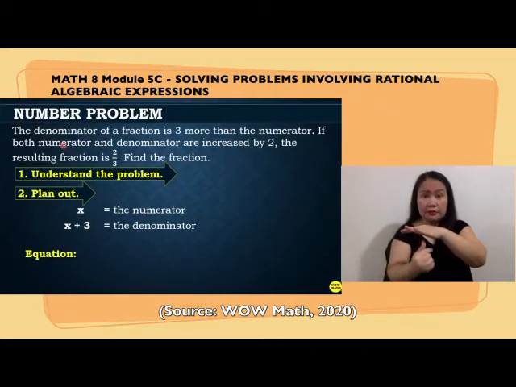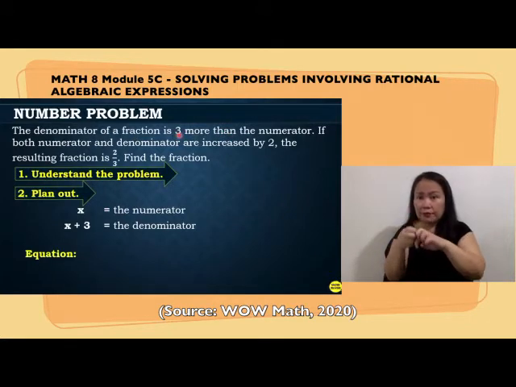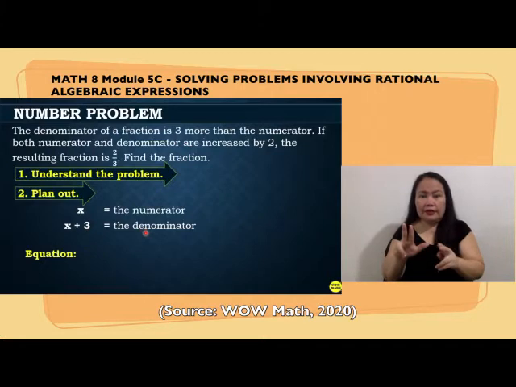Going back to the problem, the denominator of a fraction is 3 more than the numerator. Mas mataas daw siya ng 3 dun sa ating numerator. So, if this is your numerator, therefore, mag-a-add tayo ng 3. So, x plus 3, that will be our denominator.